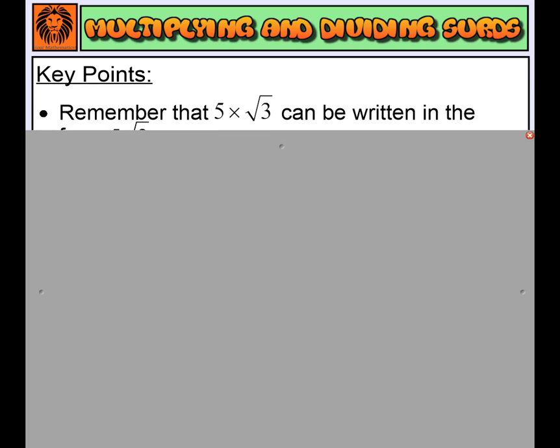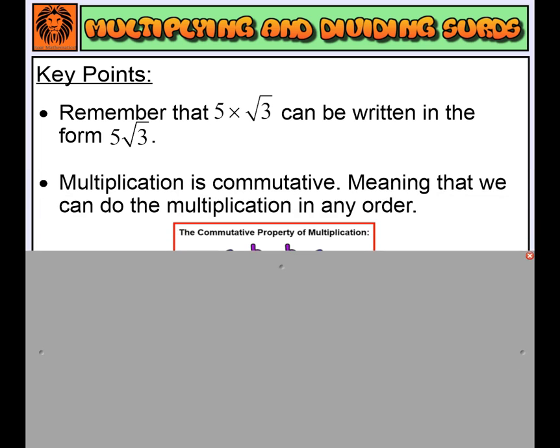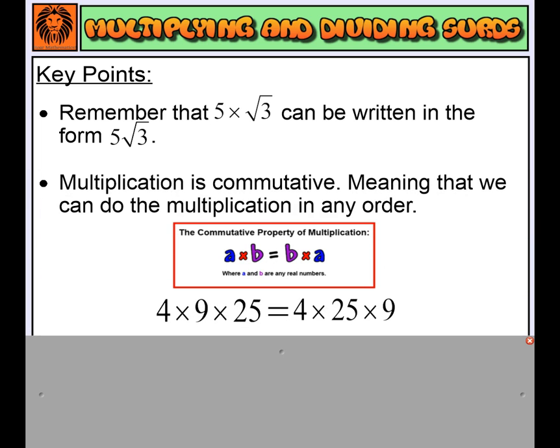Now remember back to the previous video where we were doing 5 times root 3, and we can write that as 5 root 3. The next thing I want to think about is going back to multiplication. Now we know that multiplication is commutative, meaning that we can do the multiplication in any order.